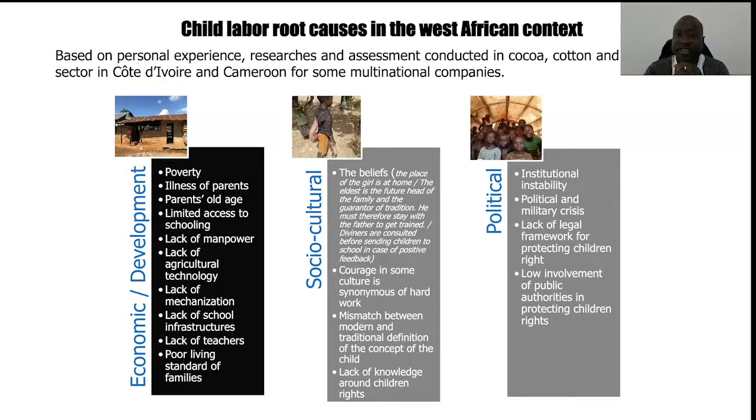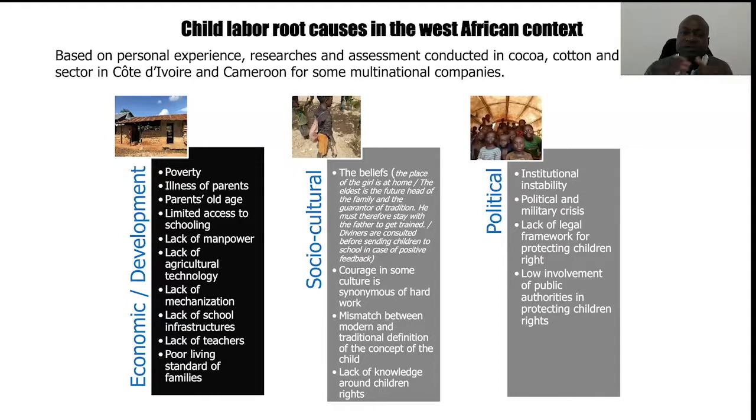The first one is belief. Yes, the beliefs are key in Africa, mainly in Western African context. For example, you will hear in some family that the place of the girl is at home, meaning that girls don't have to go to school because after all, they will get married. So the family doesn't need to spend money to send girls to school. With this mindset, it's difficult to send girls to school, and after all, they are obliged to be involved in household tasks and also in farm activities.